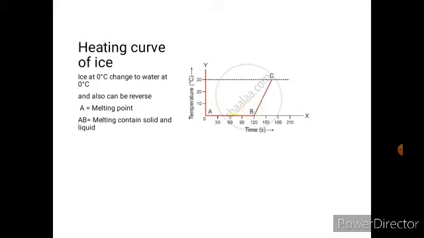From A to B there is a constant temperature. Due to this, there is no change in the temperature, but the solid at A, when going to B, will be changing from solid to liquid, but there is no change in temperature.